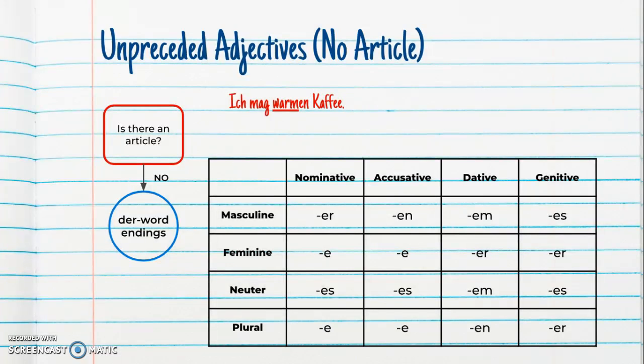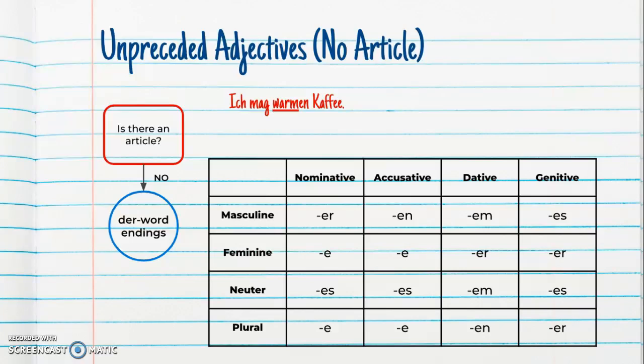So these are unpreceded adjectives, which means there is no article before them. There is an example here, Ich mag warmen Kaffee. Now, this is probably the most complicated question we have in this diagram, just because you have to know the whole chart for the der word endings. What's easy about the der word endings is that they pretty much look like the der words. So if you have them memorized, it should be pretty simple.